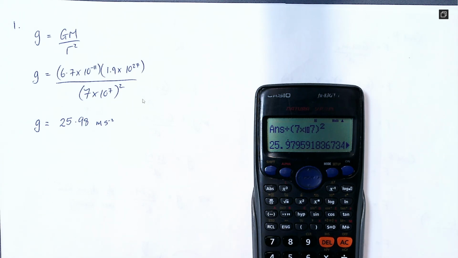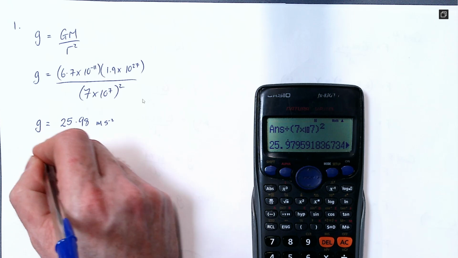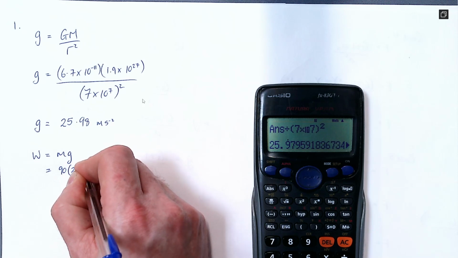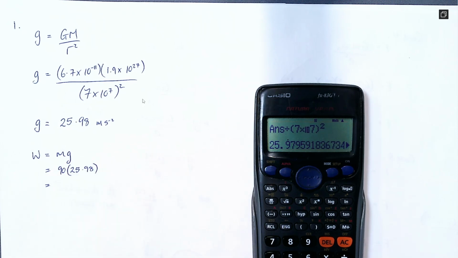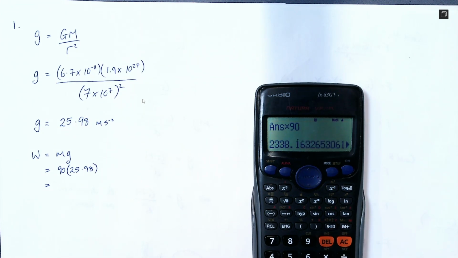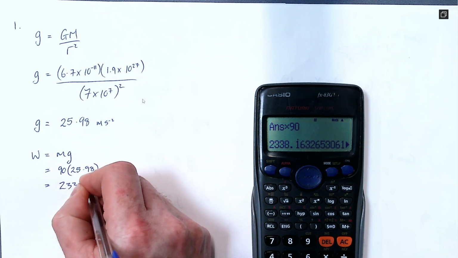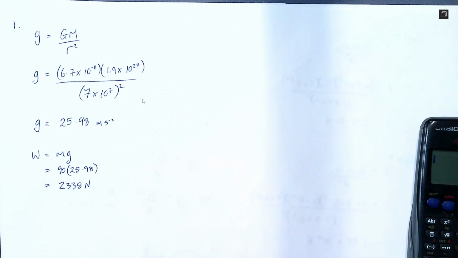Hence, find the weight of a 90 kilogram man on Jupiter. So weight equals mass times gravity. So 90 times 25.98, which comes to about 2,338 newtons. So the gravity on Earth is 9.8, while on Jupiter it is 25.98.